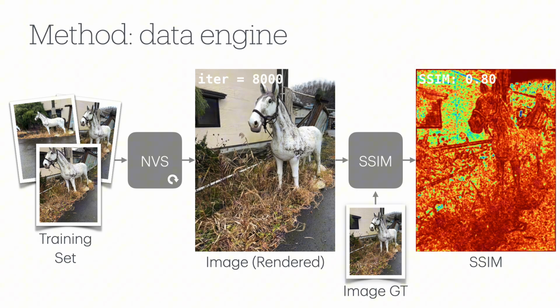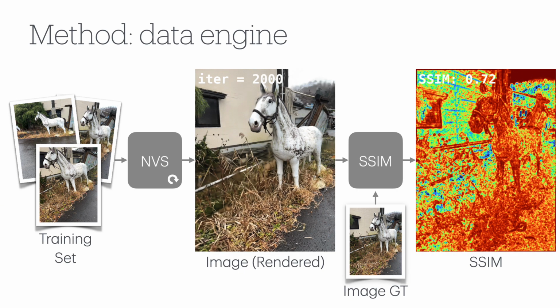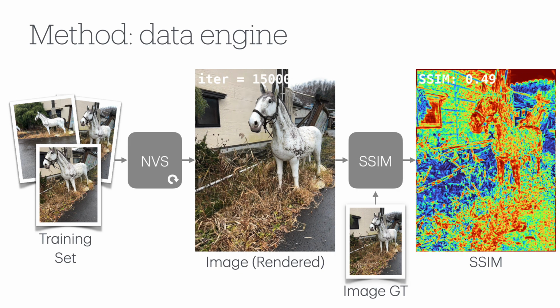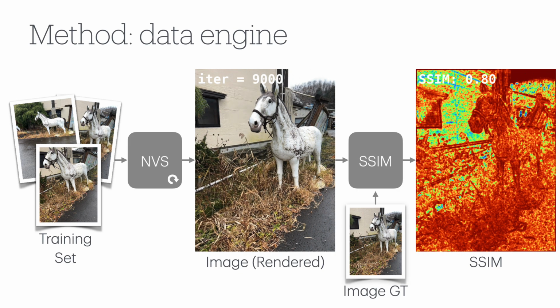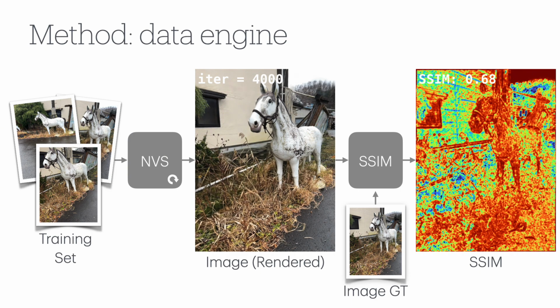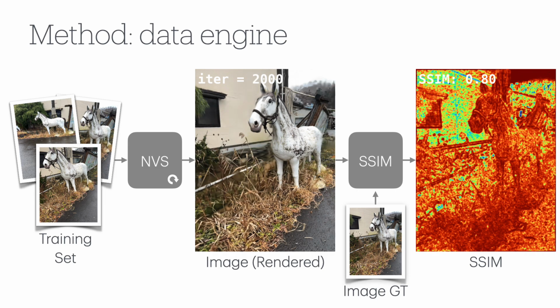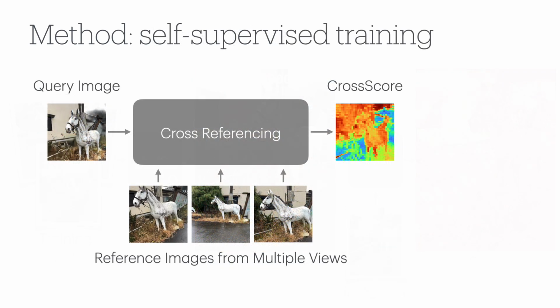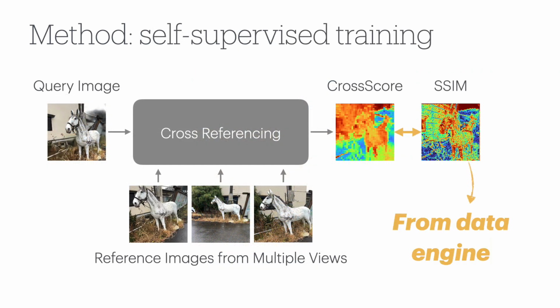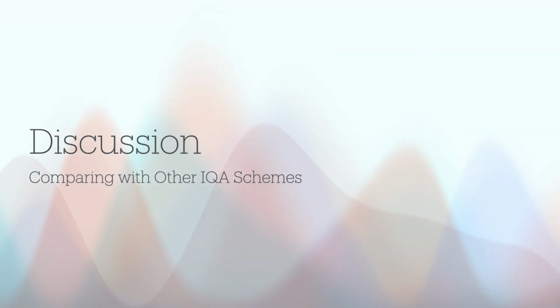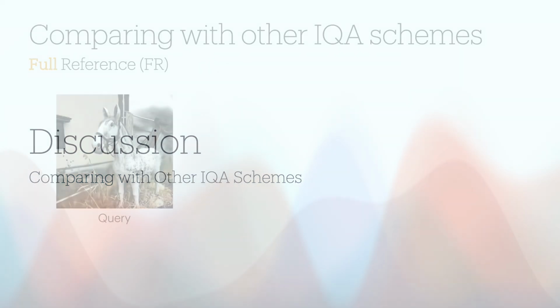In our implementation, we use SSIM as our ground truth. Here we visualize the SSIM maps for query images that are obtained at different checkpoints. With this data engine, we are able to collect a limited number of images with various degrees of artifacts and their ground truth SSIM maps. We then use those images with artifacts and their corresponding SSIM maps to train our image quality assessment network in a self-supervised manner. Next, we discuss the difference between our image evaluation method and existing image quality assessment schemes.